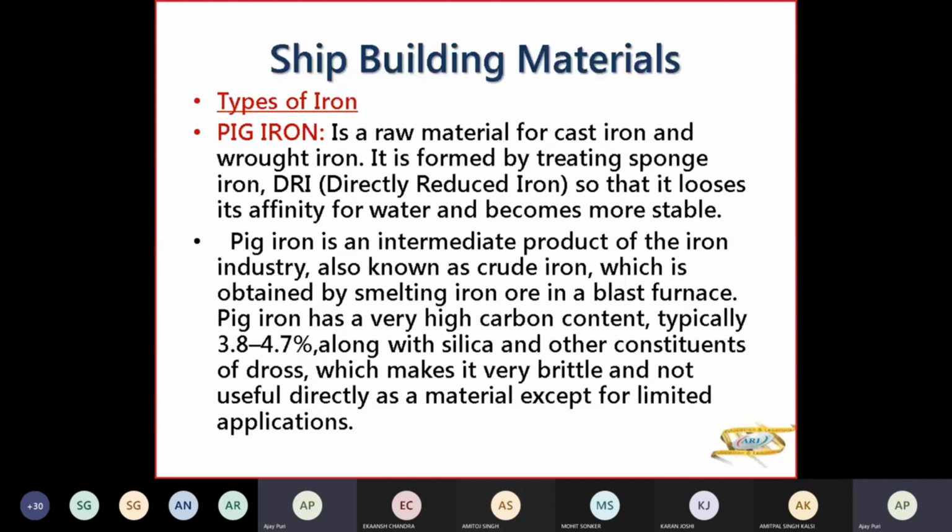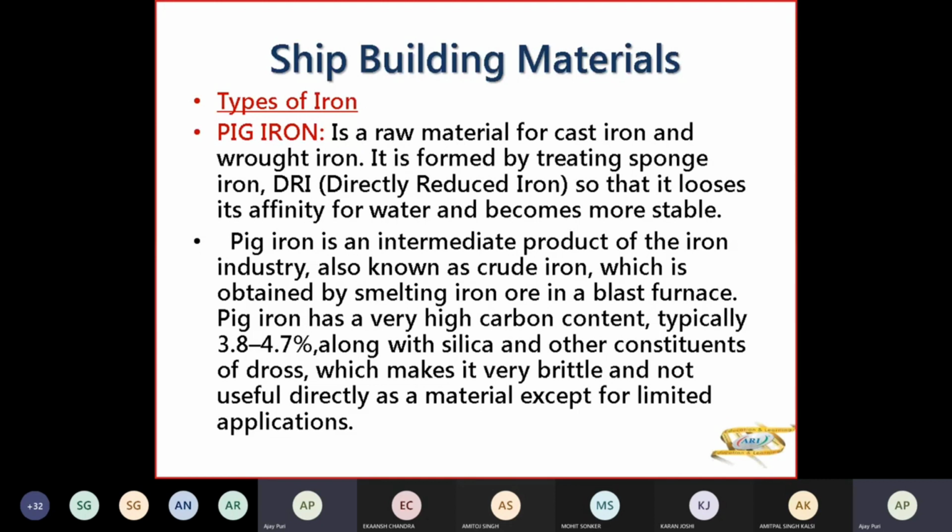Pig iron basically is a raw material for cast iron and wrought iron. Because you're doing smelting in the furnace, after slag removal, the first iron which you get is pig iron. It is formed by treating sponge iron or directly reduced iron so that it loses its affinity to water and becomes more stable. Pig iron is an intermediate product of the iron industry and is known as crude iron because you can't produce anything out of it. You can't make any metal out of it.